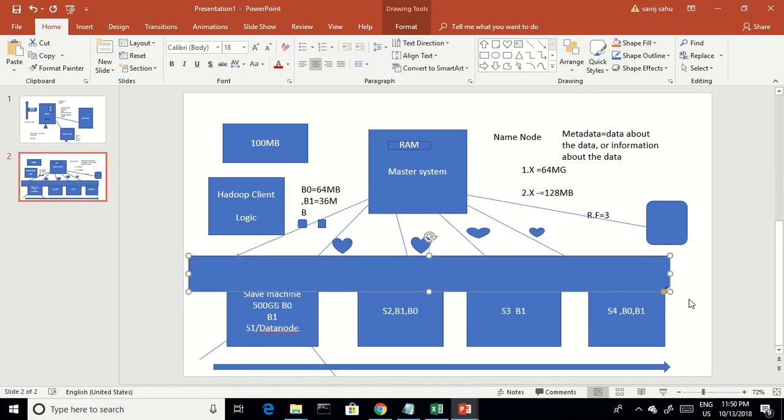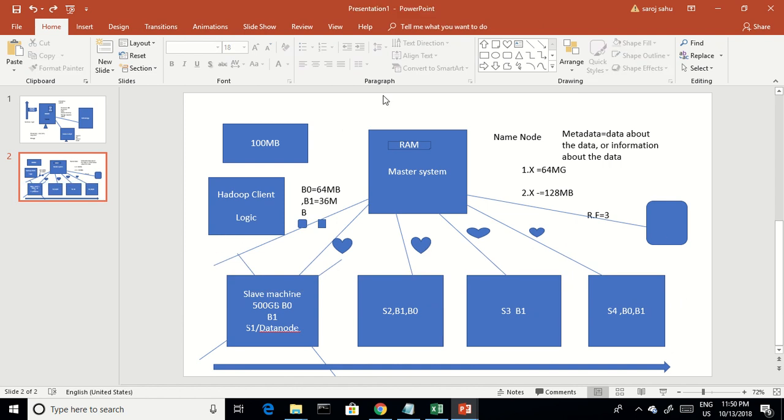I can add as many servers, as much hardware, as many systems as I want on the fly in a running condition without disturbing the Hadoop cluster. I can add more systems. So that is called easily scalable.